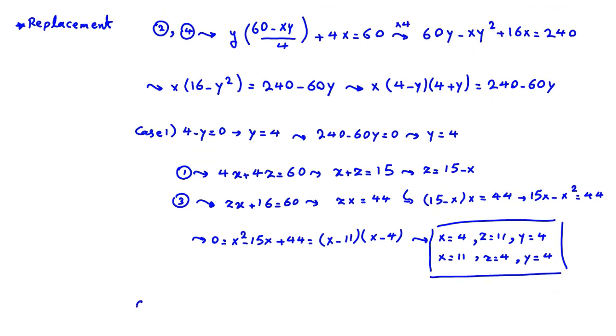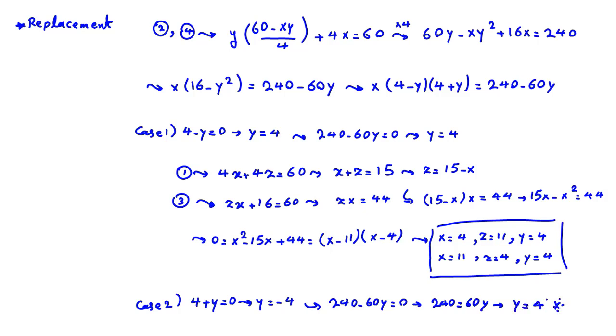Let's check case 2. We want to divide both sides by (4 minus y) times (4 plus y). If 4 plus y is 0, then y equals negative 4. And the left hand side is 0, so the right hand side is also 0. So 240 minus 60y is 0. So 240 equals 60y. So y equals 4, contradiction. So it's not possible now.